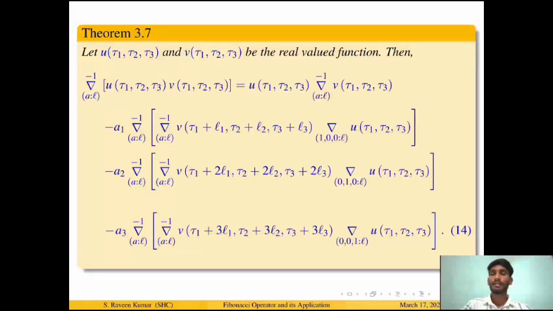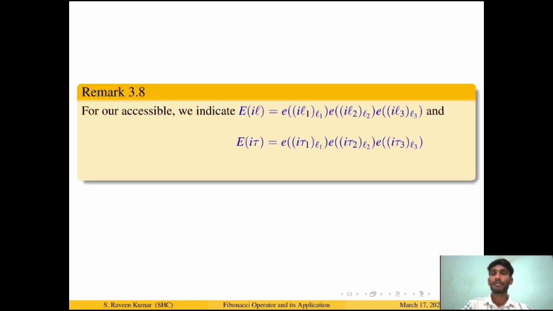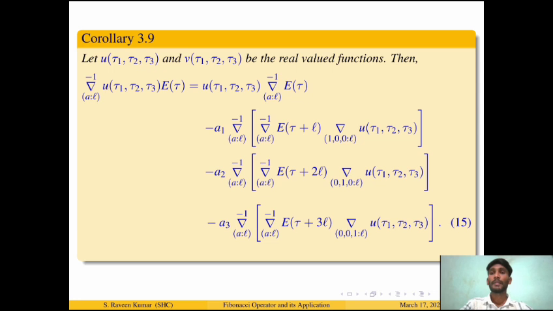Theorem 3.7, let u of tau 1, tau 2, tau 3 and v of tau 1, tau 2, tau 3 be real valued functions. Then the equation 14. For convenience, we indicate e of il is equal to e of il1 into e of il2 into e of il3. Corollary 3.9, let u of tau 1, tau 2, tau 3 and v of tau 1, tau 2, tau 3 be real valued functions. Then the equation 15.